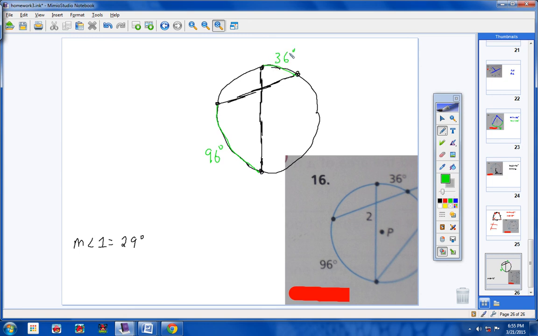Now we learned that when two chords intersect inside of a circle, you can find these angles right here. This angle here and this angle here, they're congruent. They're vertical angles. You can find their measure by adding, not subtracting, by adding the two intercepted arcs and dividing by 2. So this is angle 2. All I have to do is take this arc here 96, this arc here 36, and add them together, and I get 132 degrees. Now divide that in half, and you get 66 degrees. So the measure of angle 2 equals 66 degrees.